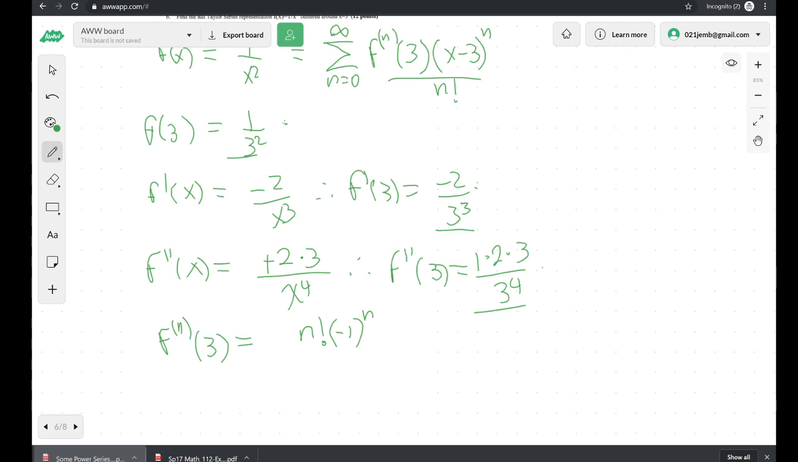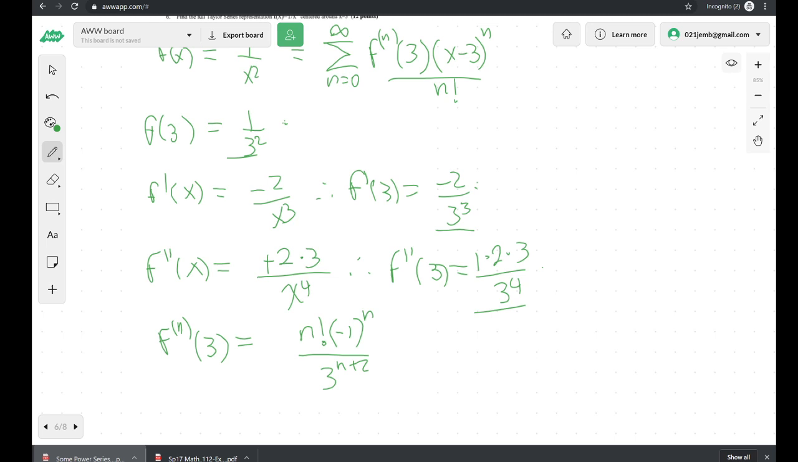And also, on the bottom, you will start to see that this is going to be 3 to some power. But now at 0, it starts at 2. So you want to start with n plus 2, because at n equals 0, it's going to be 3 squared. So that's looking good for now.